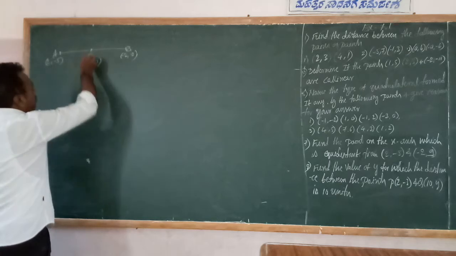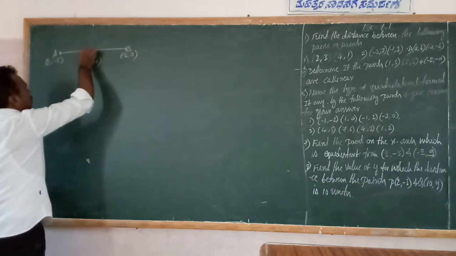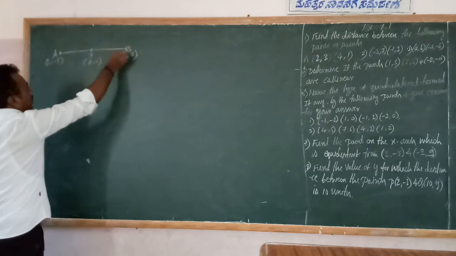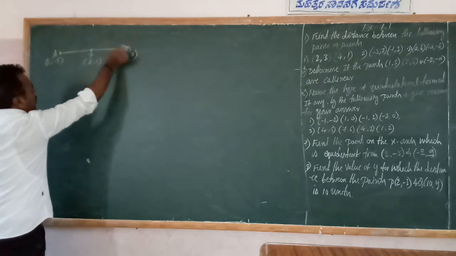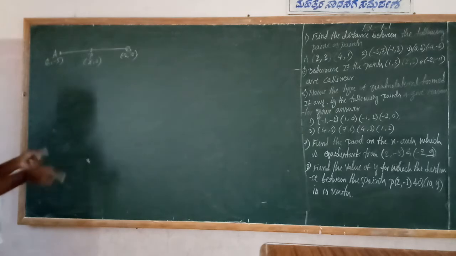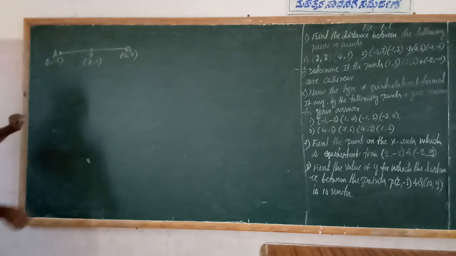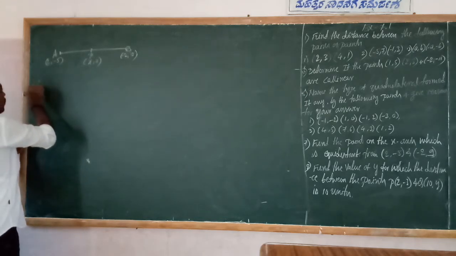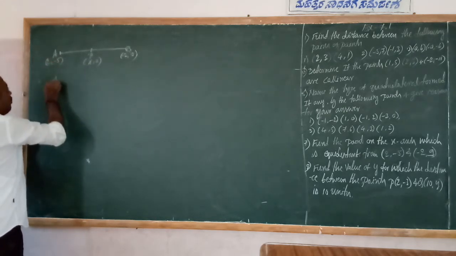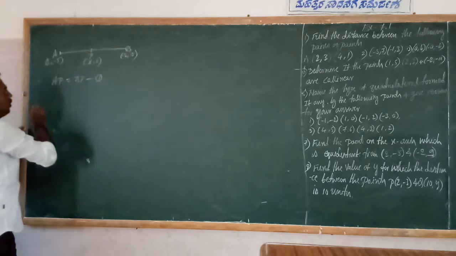So this point P is equidistant from A and from B. Therefore AP is equal to BP. Is it right? Then AP and BP are equal to each other. Then we have to find the x value. Okay, these points we have to calculate. Therefore first, AP is equal to BP. I will call it number 1.